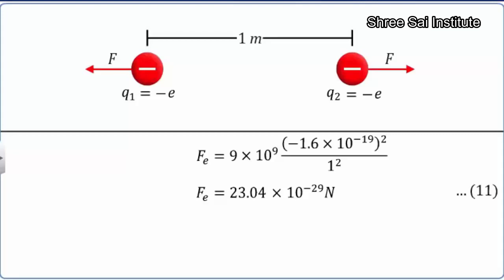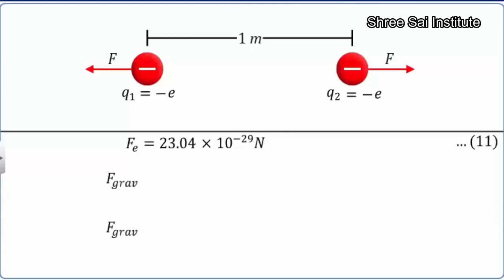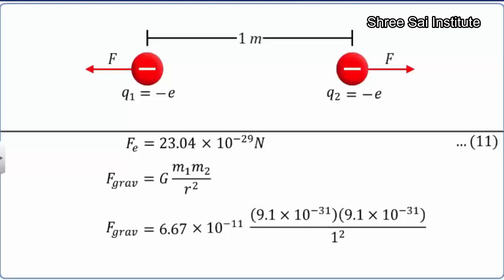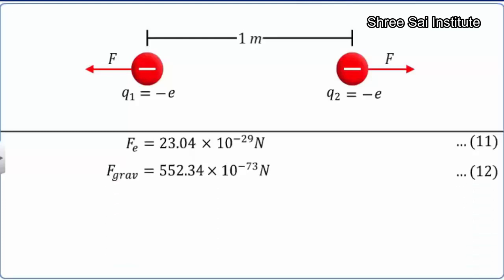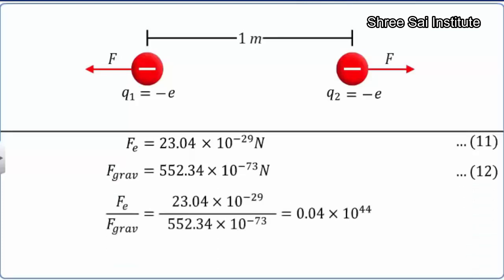Let us now compare the electrostatic force between these electrons with the gravitational force between them. The gravitational force F between the electrons is G into m1 m2 by r square, where m1 and m2 are the masses of the electrons, which are equal to 9.1 into 10 power minus 31 kilogram each. Substituting the values of the various parameters, we have the gravitational force between them is equal to 552.34 into 10 power minus 73 Newton. Let this be equation 12. Dividing equation 11 by equation 12, we have the ratio between electrostatic and gravitational forces, and we can see that the electrostatic force is enormously greater than the gravitational force.